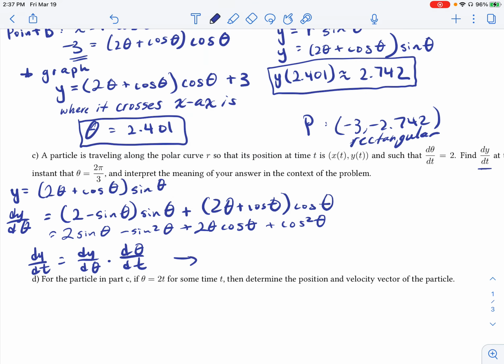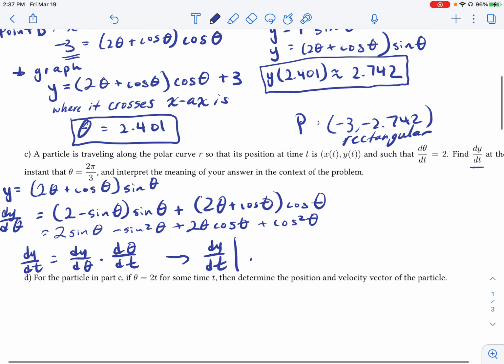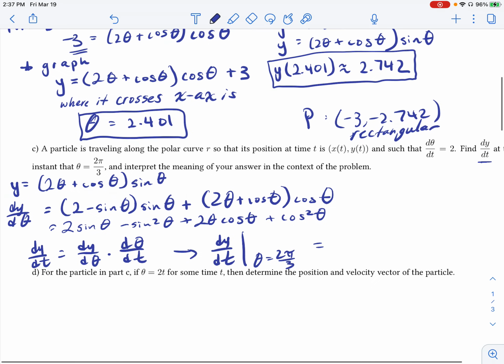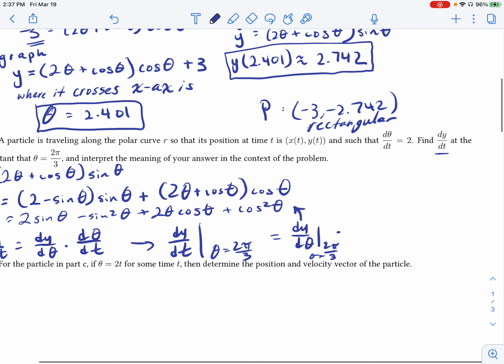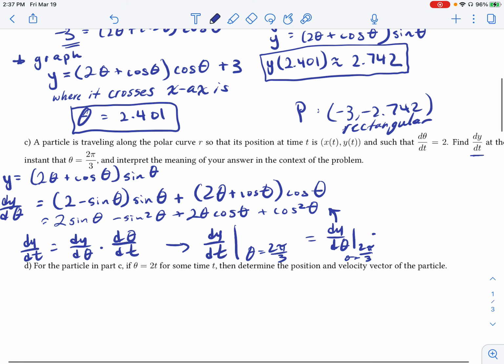So what that means for us is the following. We can say that dy dt at the value when theta is equal to 2 pi over 3 is equal to dy d theta, what we just found in this previous step here, evaluated at 2 pi over 3, all of that times d theta dt, which is equal to 2. So again, all I'm doing right now is multiplying dy d theta. I'm going to evaluate that at theta equal to 2 pi over 3.